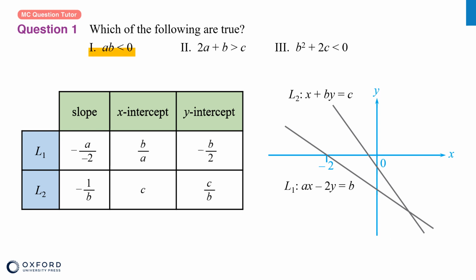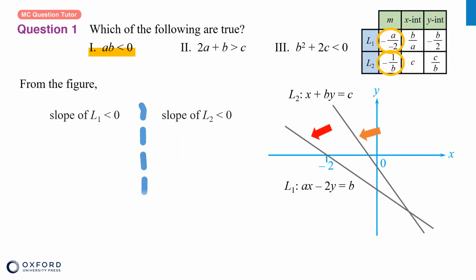Inequality 1: is the product of a and b smaller than 0? If we can determine the signs of a and b, we will know if inequality 1 is true. Notice that the slopes of L1 and L2 are expressed in terms of a and b respectively. And from the graph, we know that the slopes of L1 and L2 are both negative. We may determine the signs of a and b with such information.